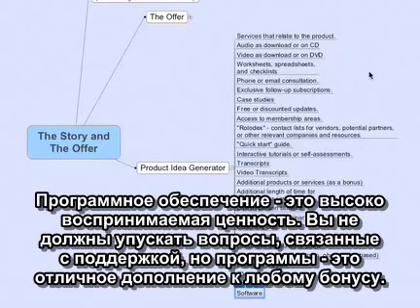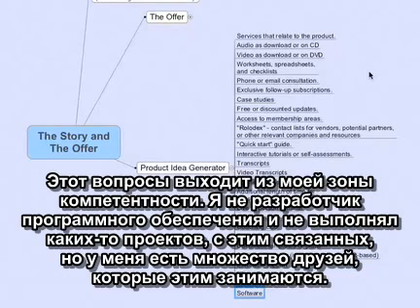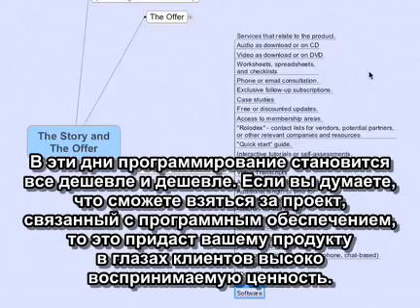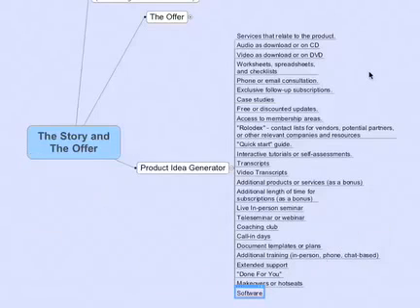You have to watch out for support issues, but software can be a great add-on to any bonus if you can. And it's actually out of my comfort zone. I'm not a software developer and I haven't done any real software projects, but I know I've got a lot of friends that have done it. And these days, programming is getting cheaper and cheaper to get done. So if you feel like you can take on a software project and put it together, it has high perceived value among your clients.